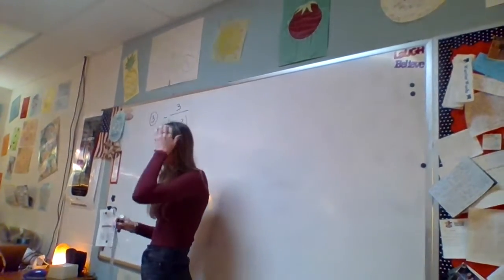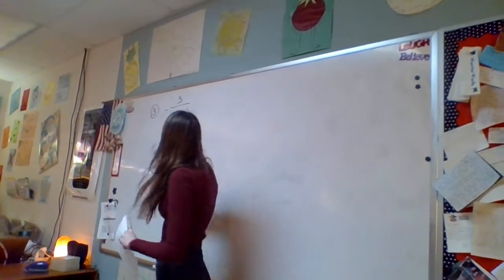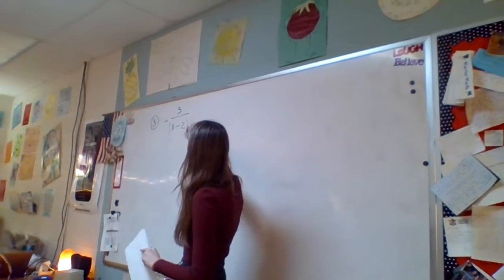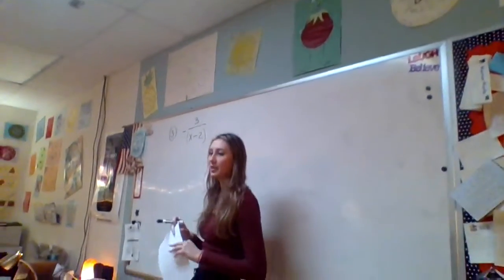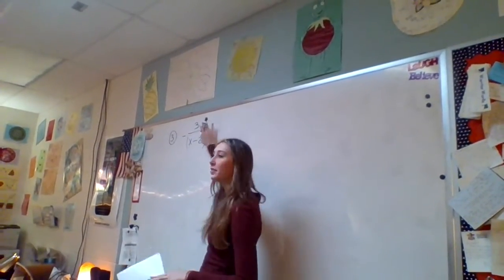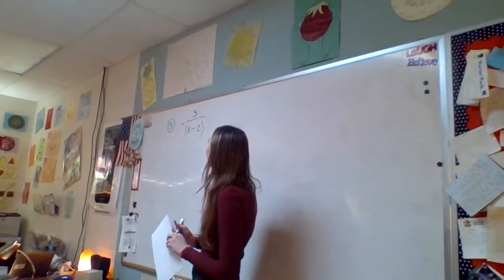Okay, so we're on the back side of the notes. So we're going to do this. We have negative 3 over x minus 2. The first step is always factor. This one's completely factored, so we don't have to factor anymore.